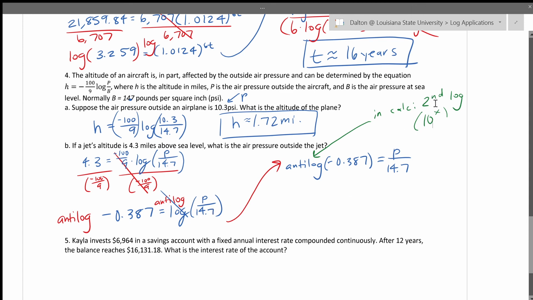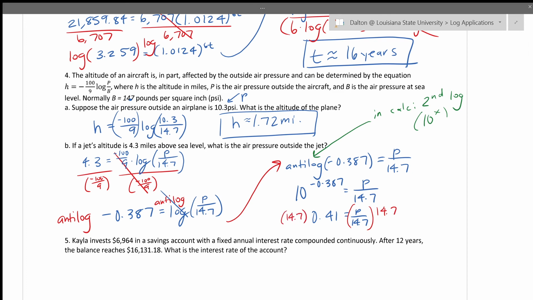So in your calculator, when you hit second log, you're going to type that in. Your calculator is actually going to be 10 to the negative 0.387 power. And you don't even have to use the antilog button. You could literally just type this in. But I'd like you to see the relationship there is equal to p over 14.7. And when you do 10 to the negative 0.387, you're going to get 0.41 equals p over 14.7. And then to get p alone, you're going to multiply both sides by 14.7.